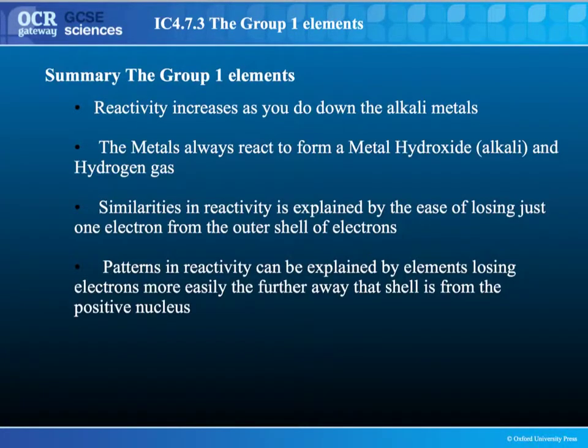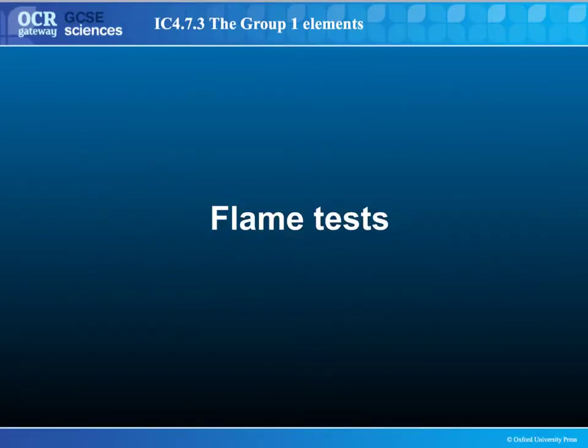So to summarise the alkali metals, the group 1 elements, reactivity increases as you go down. We always get a metal hydroxide and hydrogen gas. We explain similarities by the fact that one electron and one electron only is being lost from the outer shell, so it's very easy to do so. And we explain the differences because of the distance away from the positive nucleus that the electron is being lost from. Right, on to flame testing, the second part of this video.